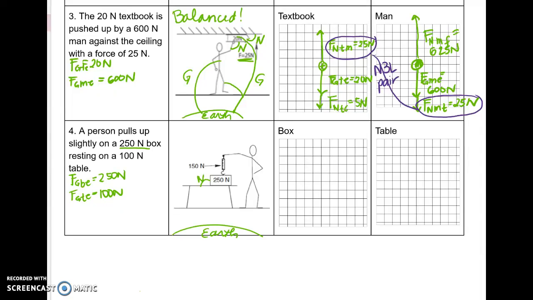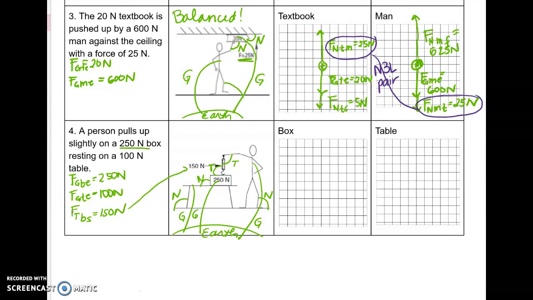And we know that the box is interacting with a spring scale, a tension force. So we know that the tension force on the box by the spring scale is happening at 150 newtons. Okay, and that's where I got that from. Then the man's interacting with the spring scale, the man's interacting with the floor, the table's interacting with the floor, and everything with the Earth.